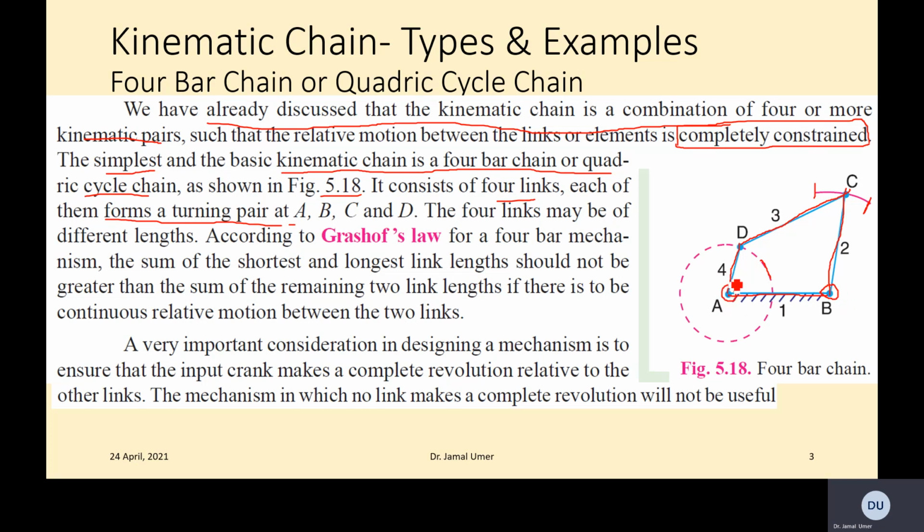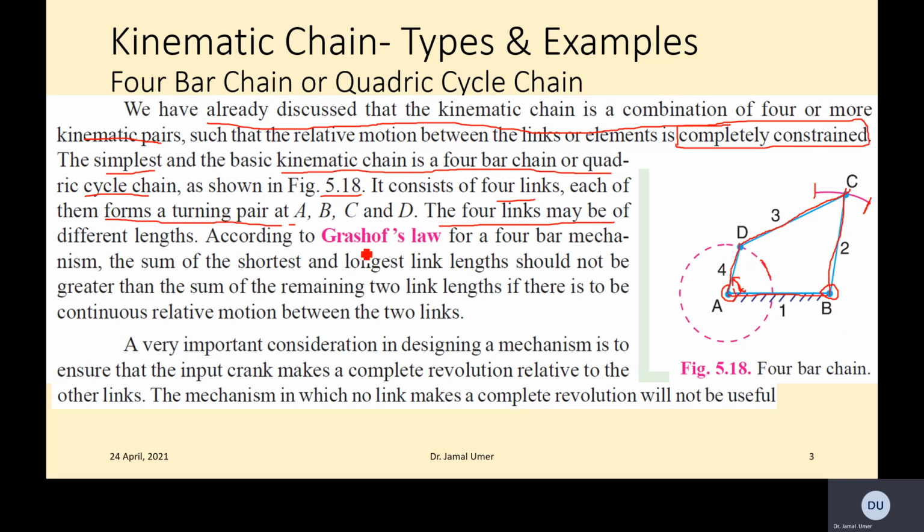Turning pair means the links are, so let's say at this point A, links AD and AB are making a complete revolution, or even if it's not a complete revolution, the angle is still changing. So whenever you get some angular movements at these points, we will term it as a turning pair. I hope you remember. So we got this turning pair at each point A, B, C, D.